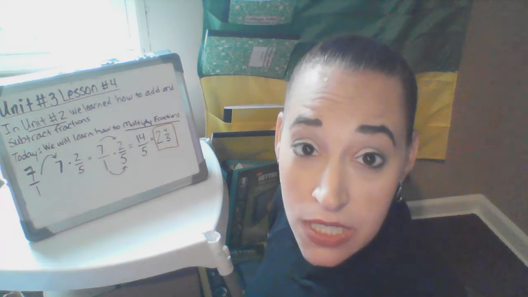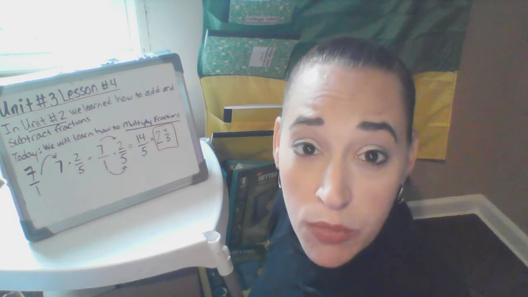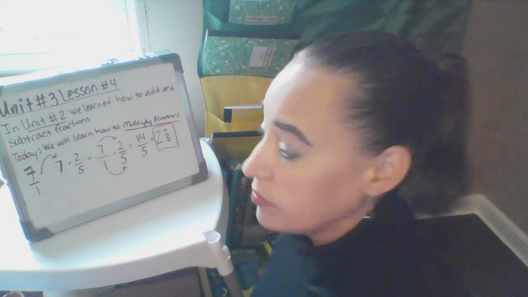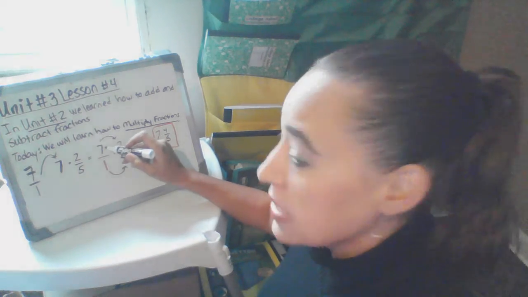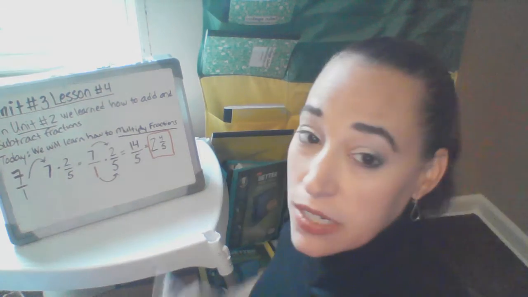Okay, so when you're multiplying fractions, if you're given a whole number, you need to place that whole number over the number 1. Okay, so that is what I did. I placed 7 over 1 and I multiplied it by 2/5. Okay, so what do I do?